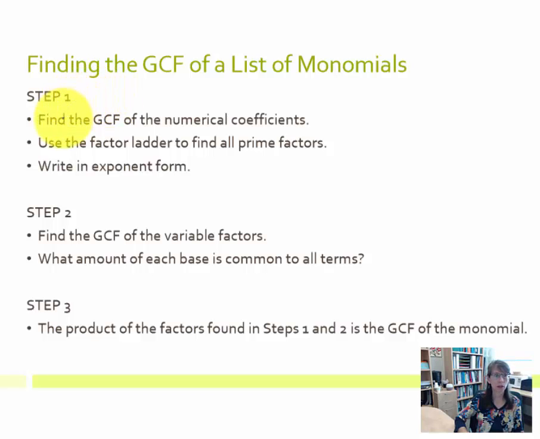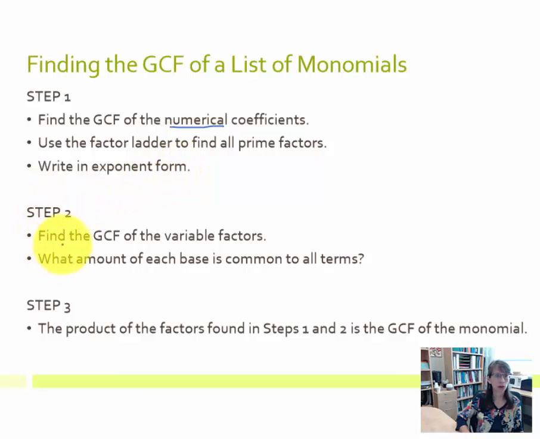Step 1, we'll find the greatest common factor of the numerical coefficients. In order to do this, we'll use a factor ladder that consists of prime factors only. And if we write those in exponent form, it might help us to identify what the greatest common factors are.